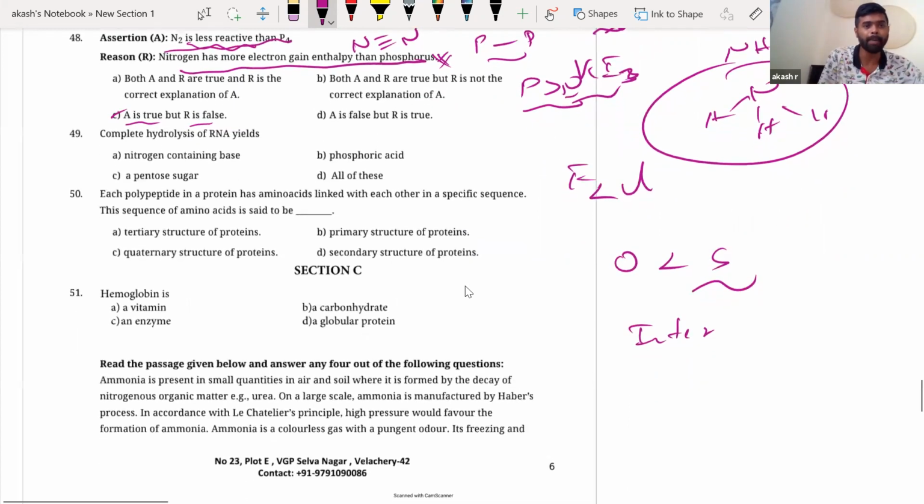Okay, next. Complete hydrolysis of RNA. Okay, complete hydrolysis of RNA will yield what?